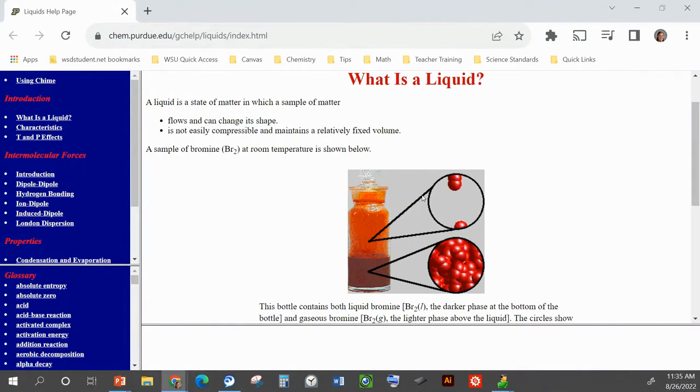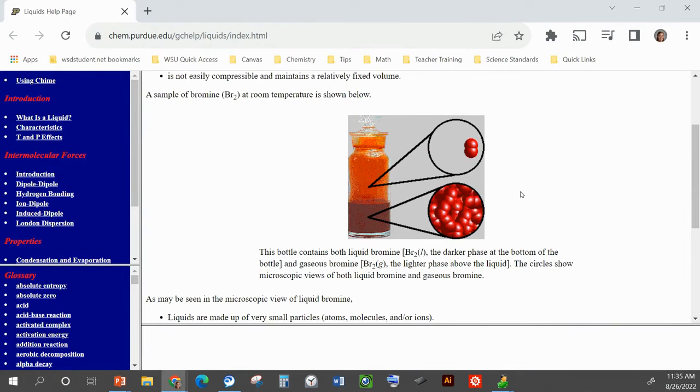So look at this model. What are we seeing? What's going on? What's up here? It looks like it's evaporating. Okay, yeah. From a liquid to gas. Good, we've got a liquid. We have a gas. Good.